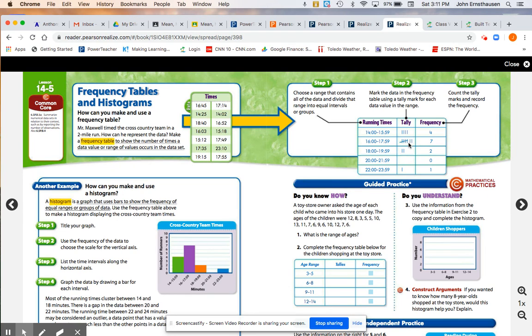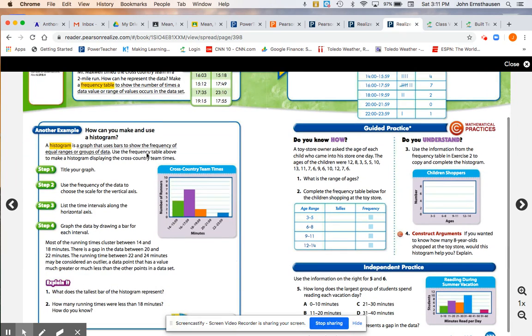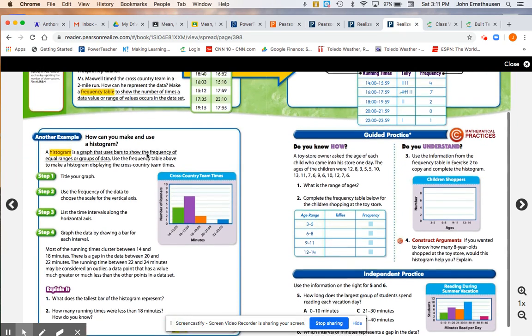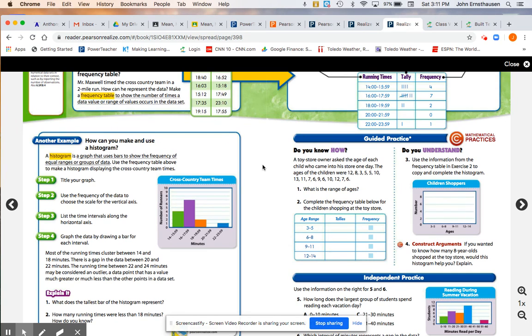To be honest, the tally marks are more elementary than what you guys need. I'm okay without you doing those as long as you know that frequency is the number of times something happens. And then between 18 minutes and 19 minutes and 59 seconds, in that 2-minute interval, there were 2 people, so the frequency is 2. There was a gap right here. And then between 22 minutes and 23 minutes and 59 seconds, there was just 1 person. I'm not going to read through the next example, but it's also well done. Please read this if you need a little more understanding.